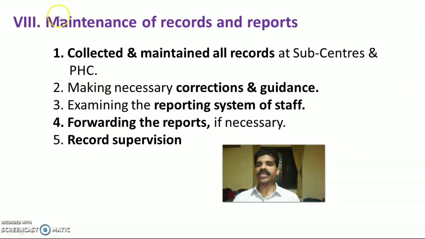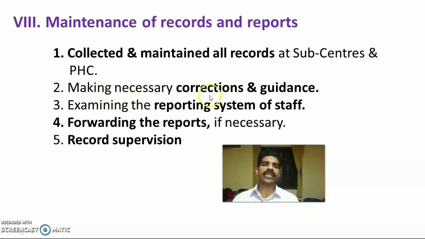The last, or eighth, supervisory function of a community health nurse is maintenance of records and reports: maintenance of various records and reports in the health centers. First is to collect and maintain all records at sub-centers and primary health centers. She has to collect all the records that belong to the sub-center and primary health center, then periodically maintain all the records and reports there.